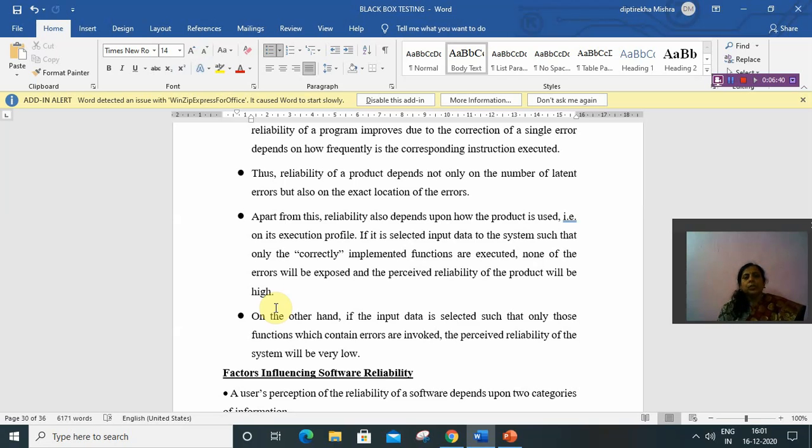So thus the reliability of a product depends not only on the number of latent errors but also on the exact location of the error.